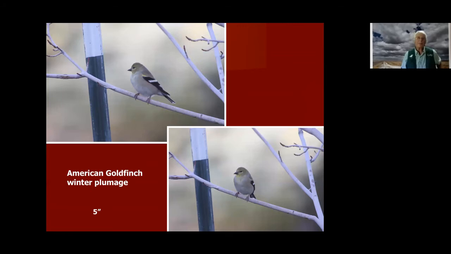But why bother with that if the male looks so different from the male lesser goldfinch? Well, here's the reason. In the wintertime, the male molts into a winter plumage and looks a lot like the female. And then it's hard to tell even males and females apart. So these are American goldfinches in winter plumage. 5 inches long, not much bigger than the lesser goldfinch, only about a half inch more.